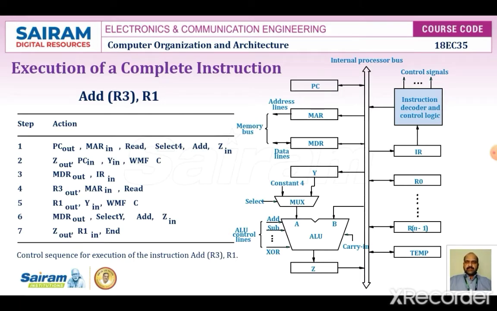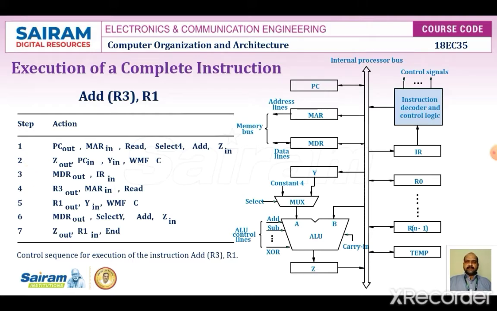The fetched instruction, the data fetched from the memory, is moved through the data line to the MDR, the memory data register, and then it is moved to the instruction register. At the beginning of step 4, the instruction decoder and control logic interpret the content of the IR, and this enables the control circuitry to activate the signals from step 4 to step 7. This is the operation of the fetch cycle, the first three steps.